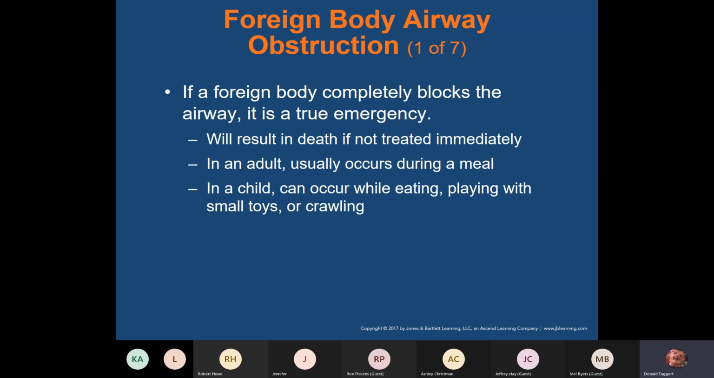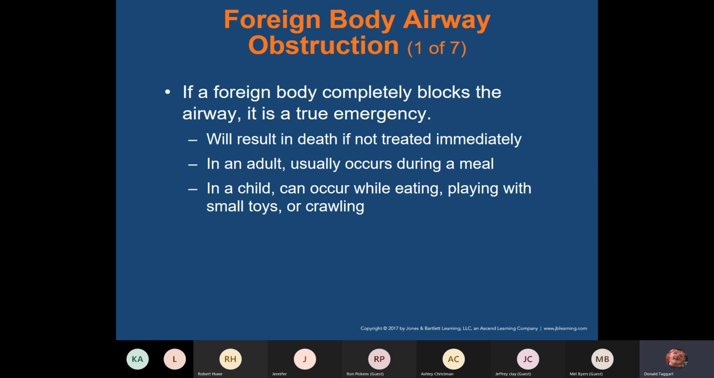Okay, foreign body. In an adult, it usually occurs during a meal, so they got that hot dog, hamburger, whatever stuck in there. Really common with advanced dementia patients, because one of the degradations of that disease is that you forget how to swallow. Your body forgets its airway management.